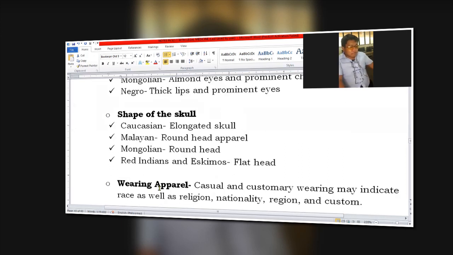I hope you know where your skull is. So pag elongated yung skull, you are a Caucasian. Round head, you are a Malayan. Round head, Mongolian. Red Indians and Eskimos, they have flat heads. Okay? Flat heads, especially sa likod. Hindi naman sa taas ang flat.